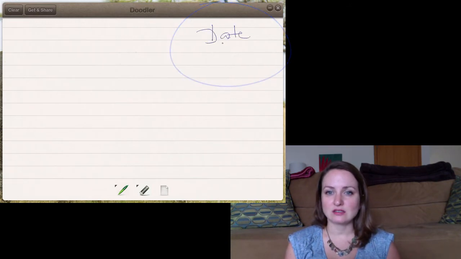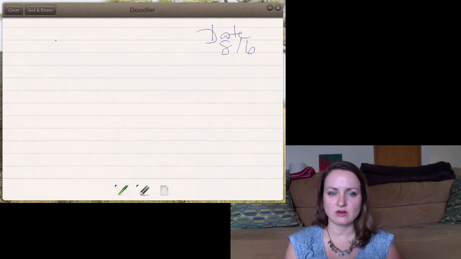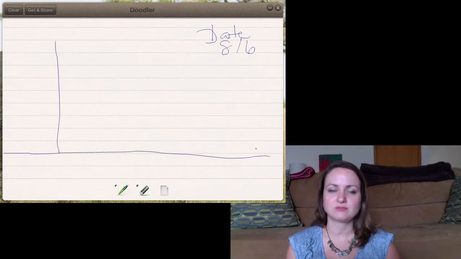Whatever the date is. So today for me, I am making this video on August 6th, I'm sorry. So I'm going to write 8/6 there. And then I am going to divide my page up into thirds. I'm going to make a skinny column here on the left. And I'm going to go almost to the bottom, and then at the very bottom of the page I'm going to draw a line all the way across.